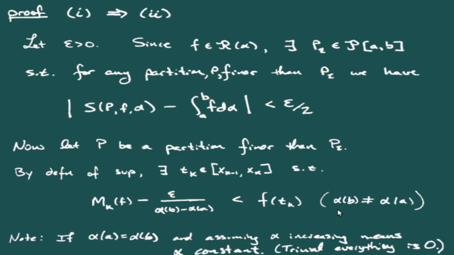Now note in this that we needed the fact that alpha of b is not going to be equal to alpha of a. We assumed that alpha was increasing, so if we really had alpha of a equal to alpha of b, then it means alpha is going to be constant throughout this thing, and so pretty much everything's going to be 0, and that's a really trivial case. So forget that trivial case, assume that alpha of b is not going to be equal to alpha of a.